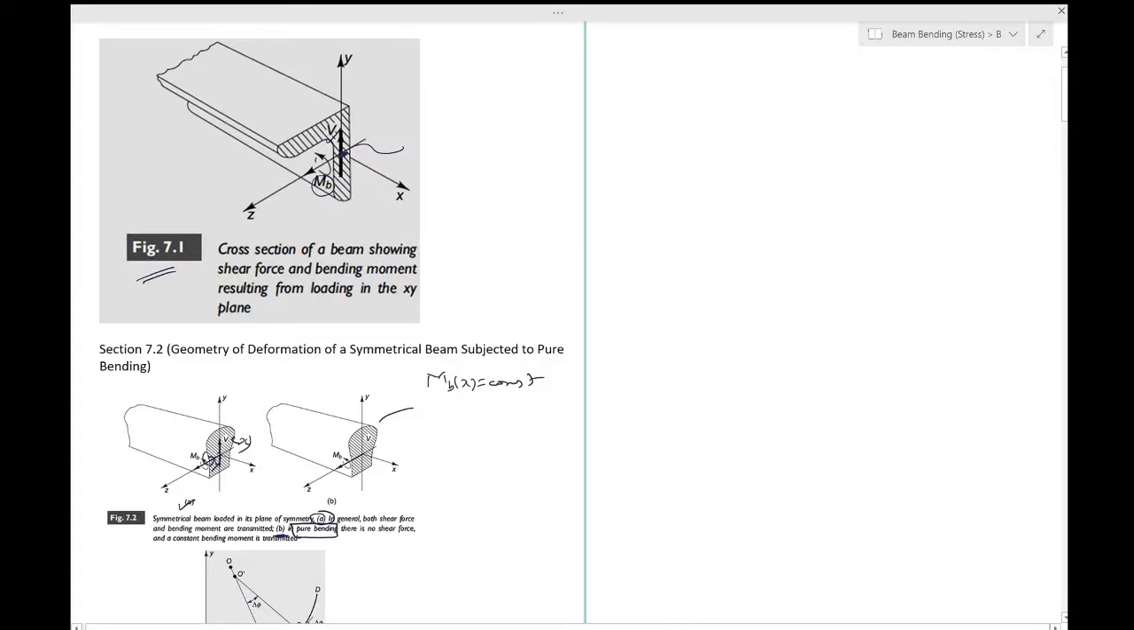So you have already seen what a pure shear was in, I think, chapter 4 or 5, perhaps chapter 5. Now you know what pure bending is. A beam which transmits a constant bending moment is said to be in pure bending.